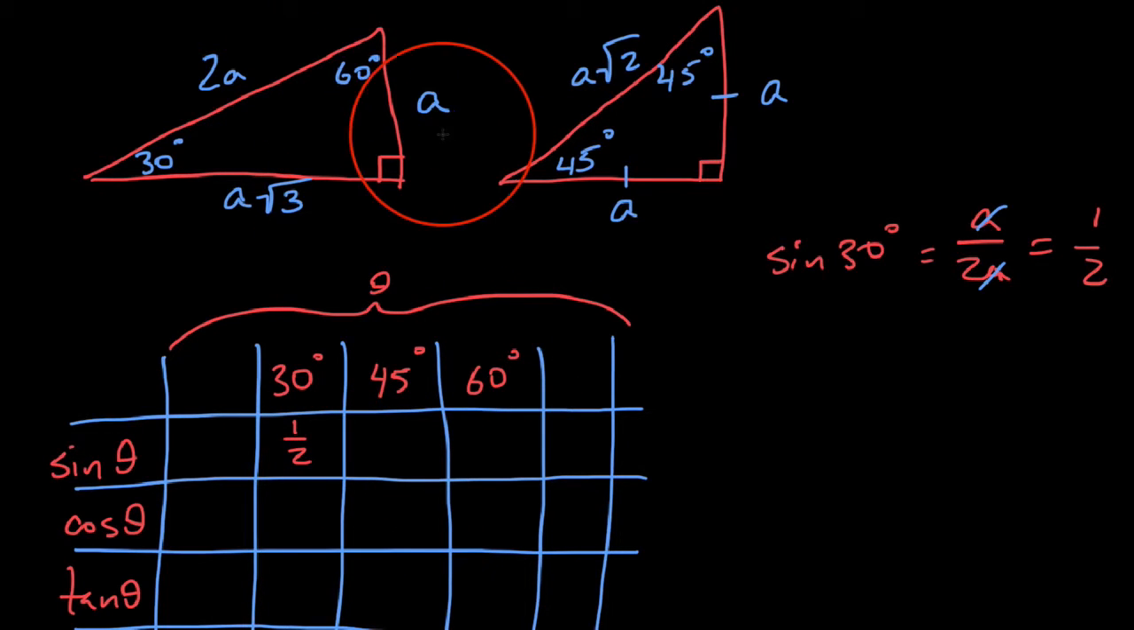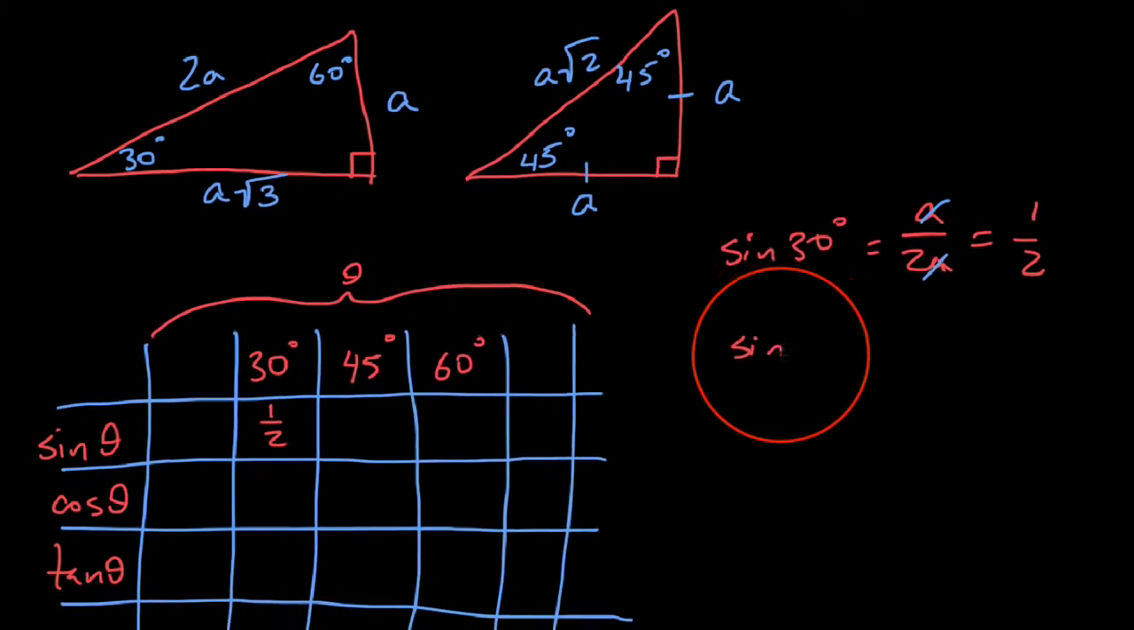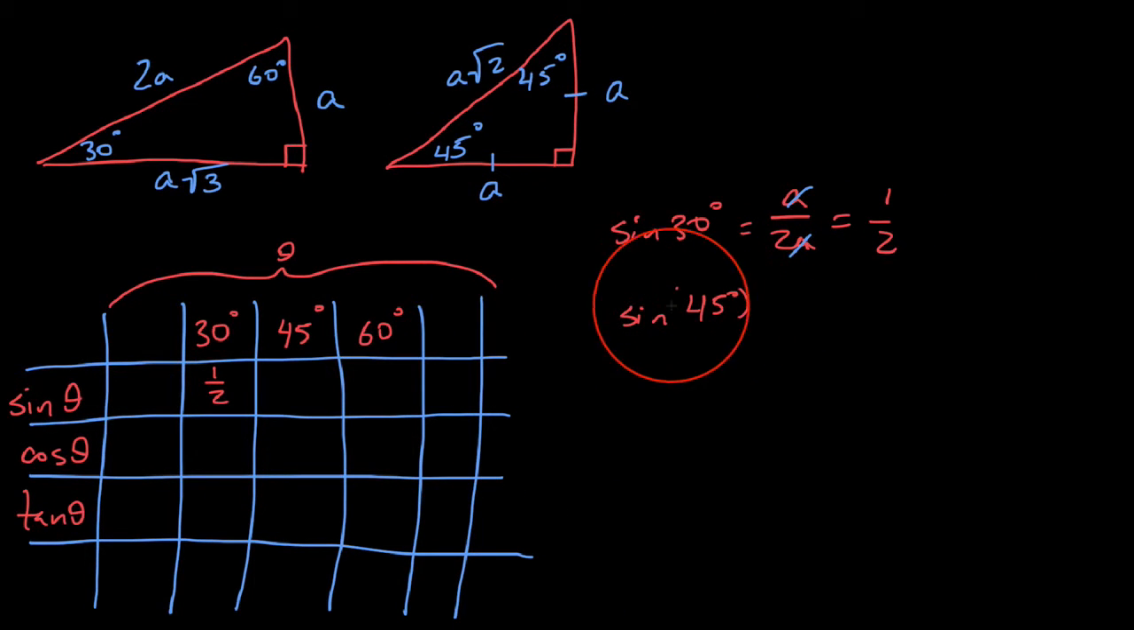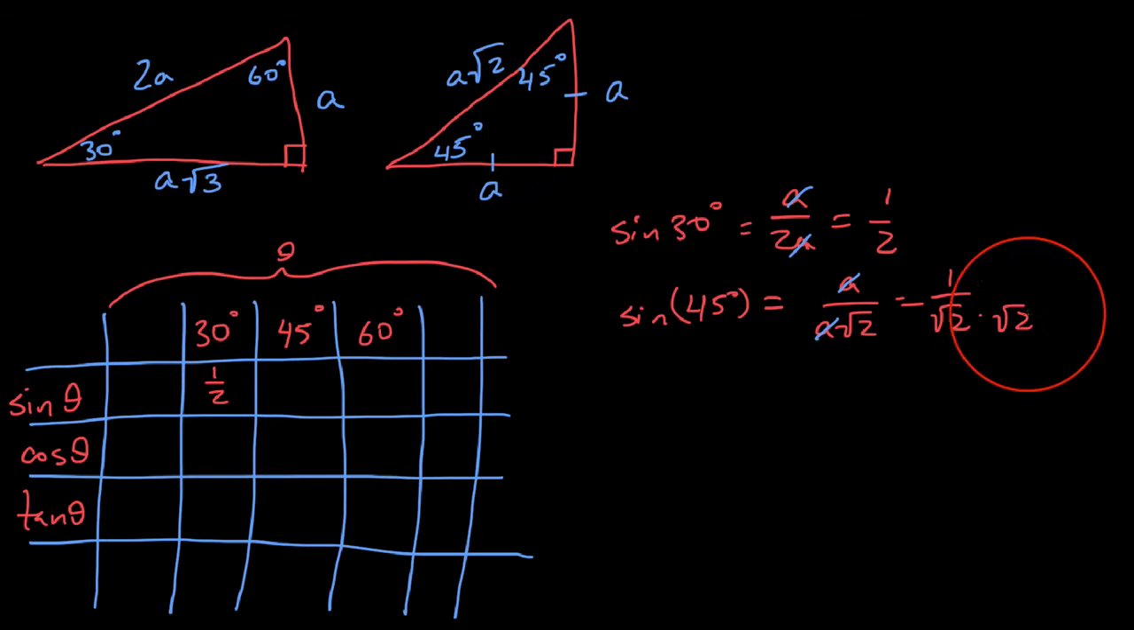For 45 degrees, we're going to have to look at this other triangle here. Let's go find the sine of 45 degrees. Opposite over hypotenuse. When I compared opposite over hypotenuse, I got A over A times the square root of 2, where the A's still cancel. But the point here is we got left with 1 over the square root of 2, which I'm going to rationalize. I'm going to take both the top and the bottom times the square root of 2, and I get root 2 over 2. So the sine of 45 degrees would be root 2 over 2.